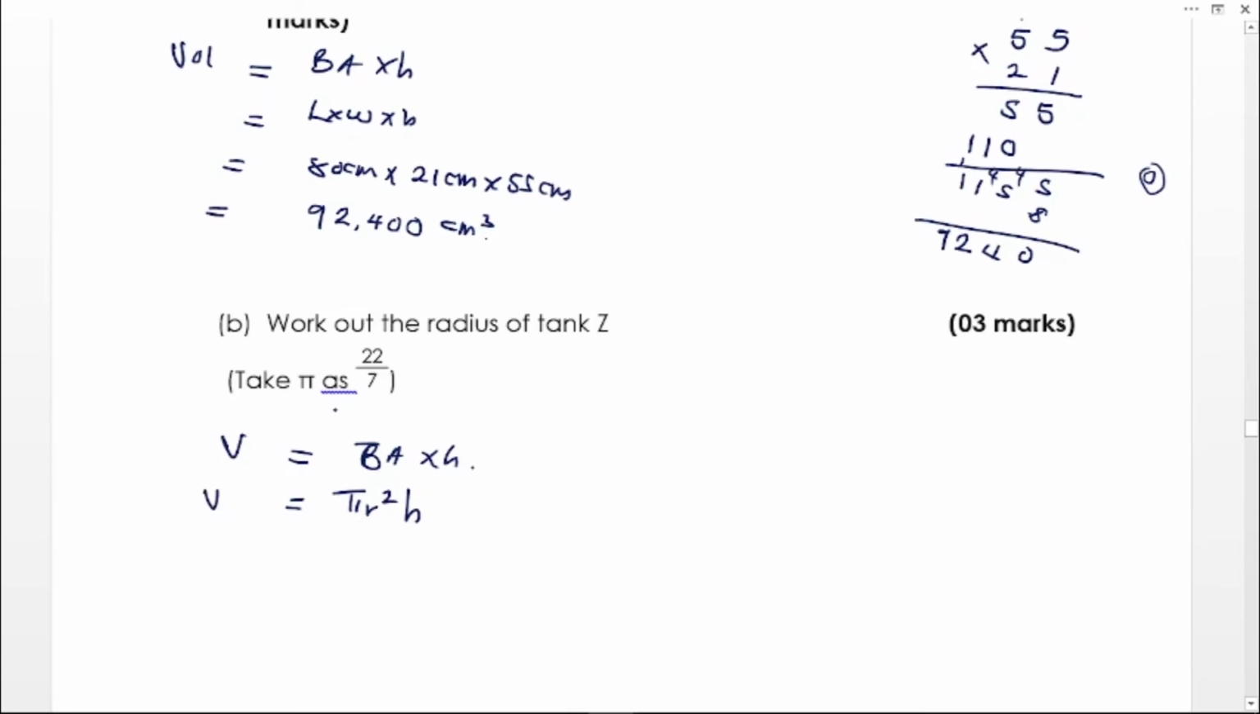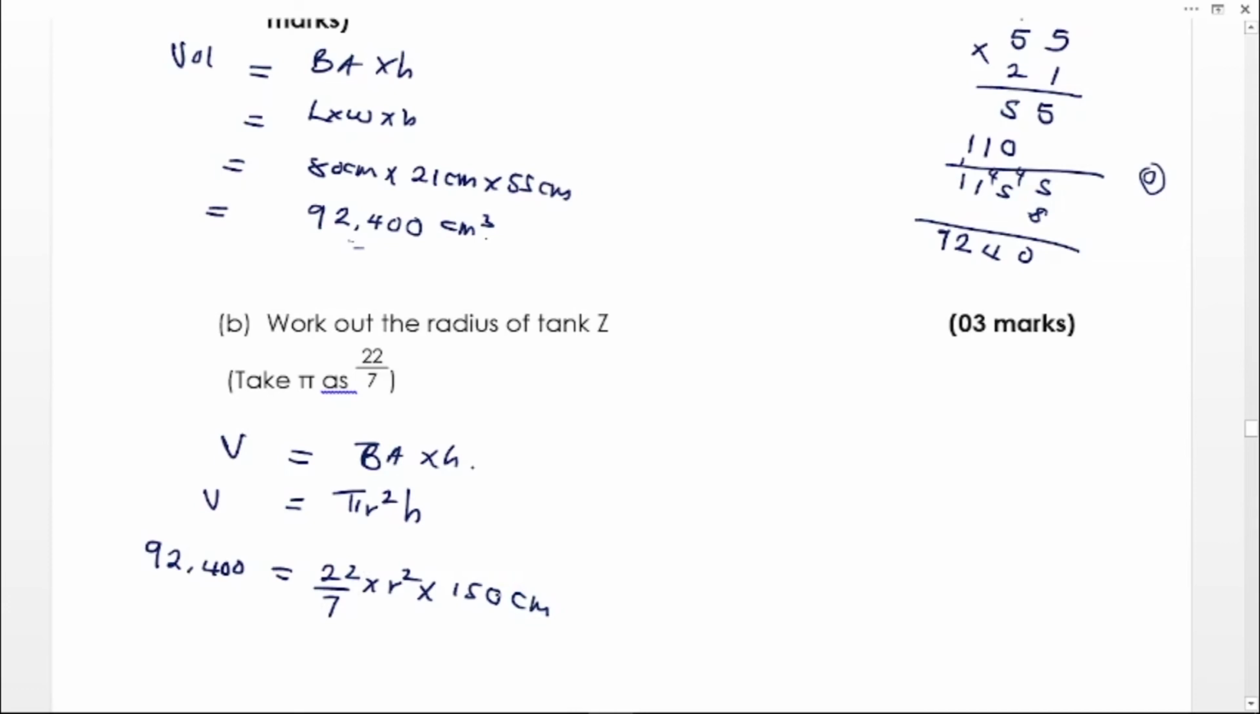But again, they have told us that the volume of this tank is equal to this one. Therefore, this amount here is equal to this one. So we are going to substitute in here: 92400 is equal to 22 over 7 times r squared times 150 centimeters.